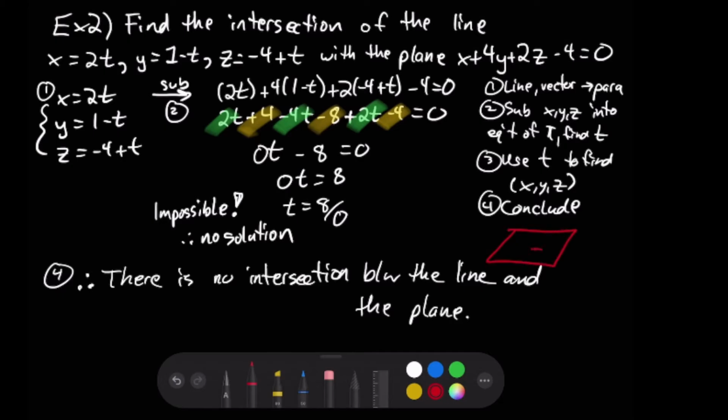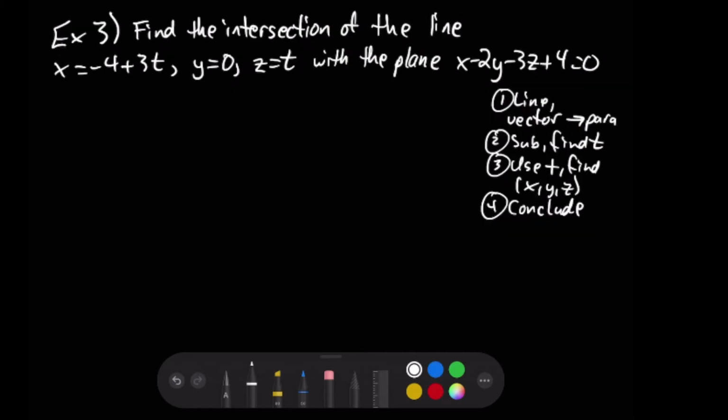This is my plane, and my line is going to be parallel to it, above or below it, however you want to think about it, such that they are never going to intersect. That was one of the possibilities we talked about earlier when describing the different possible ways planes and lines can intersect with each other. And finally, let's try a third example.